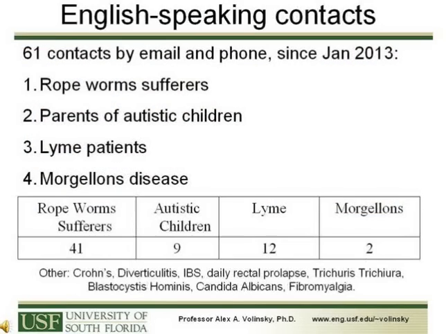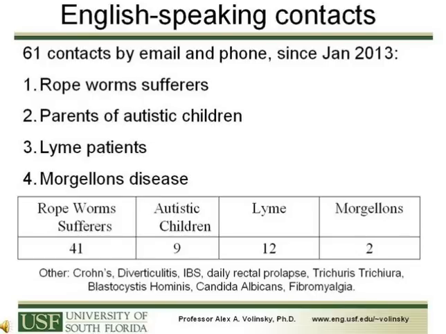So, I'm a scientist and an engineer. Here's the data: 54 people as of yesterday. I received two emails yesterday. These people, since January of 2013, fall into four different categories. People that say, oh, I'm so sick, this is it, the rope worms are killing me, they're eating me alive. Parents of autistic children are another group: 34 of those, and 8 parents of autistic children. Lyme. And two people with Morgellons disease.